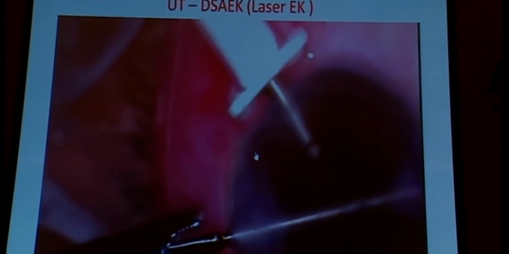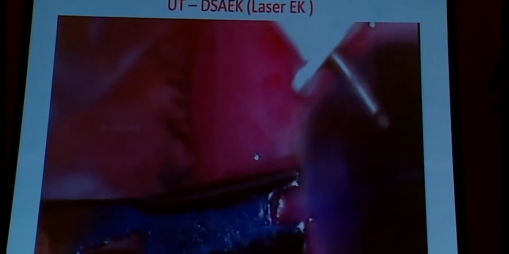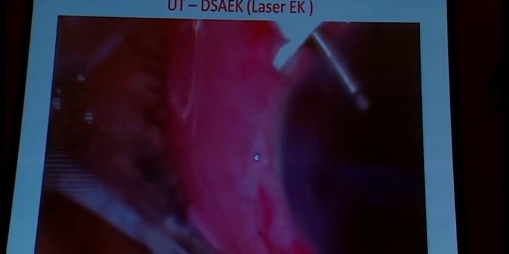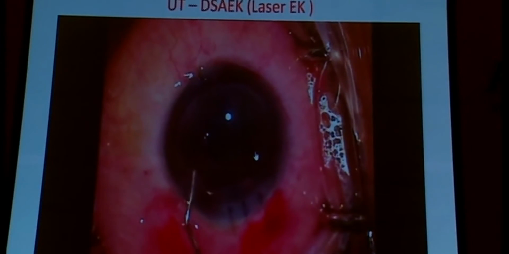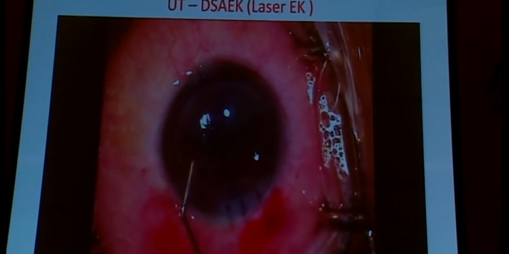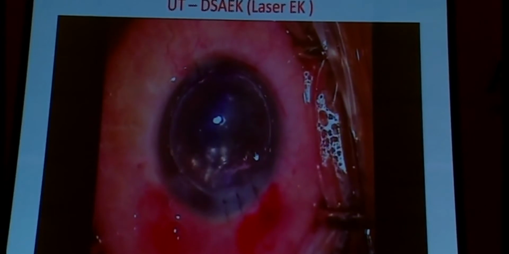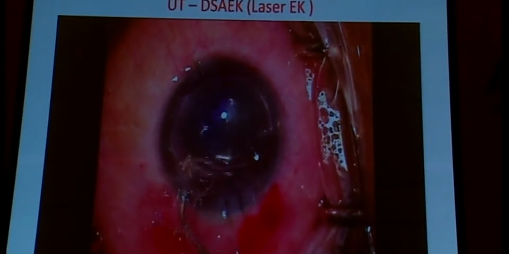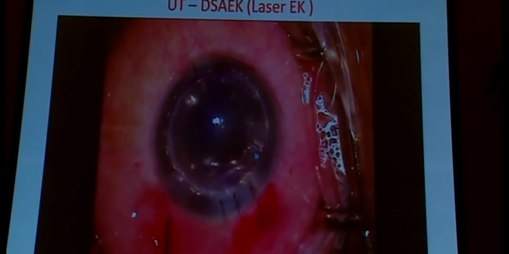Load it in a special device like a Busin glide. Get it into the eye of the recipient and attach it by means of air after proper centration of the graft. This is an ultra thin DSEK which cannot be performed in all centers and needs sophisticated instrumentation.